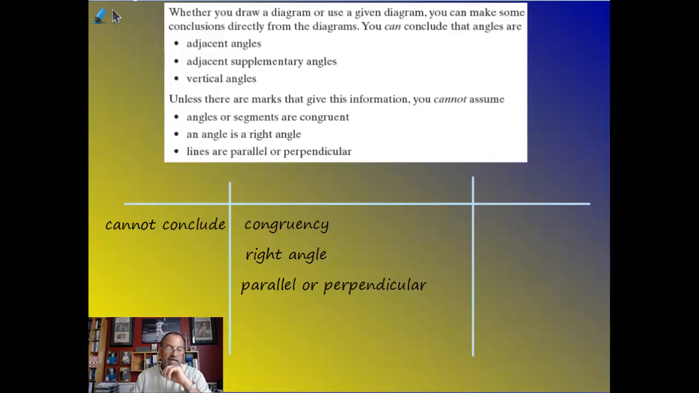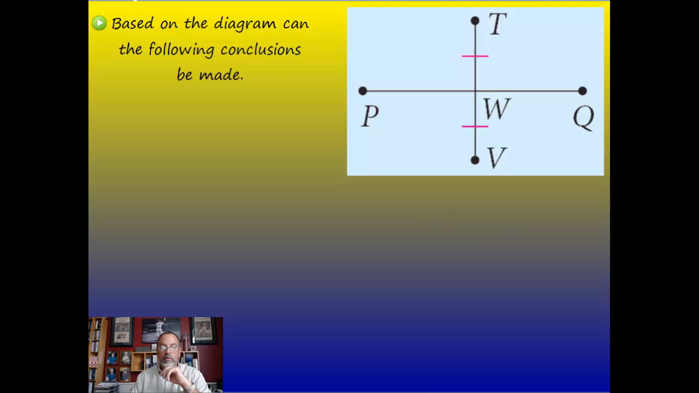So let's take a look at a diagram and do a few practice things and see what we can and cannot assume. Remember, everything's got to go to a definition, postulate, or theorem. So the first question is, can you say for certain, with a definite reason, that PQ bisects TV? Remember, bisects means cuts in half. So does PQ cut TV in half? PQ is this line segment right here, and this is TV. Does PQ cut TV in half? And if so, how do you know?